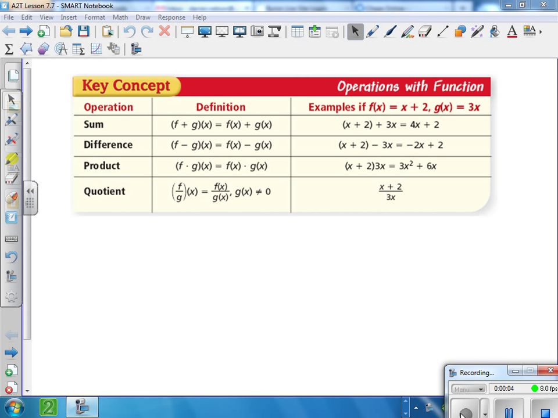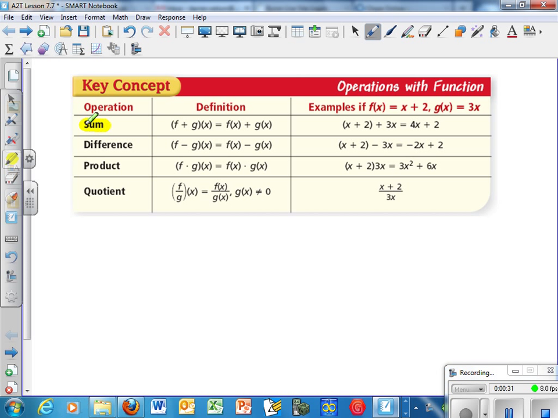Lesson 7.7, we are going to look at operations on functions and also what's called composition of functions. First thing we'll look at is operations here. You have to understand notation. So we're going to have basically the four different operations in math: sum, difference, product, and quotient. And these are just some real simple examples that we're talking about here, and then we'll get into some more complex ones. But let's look at a sum first.